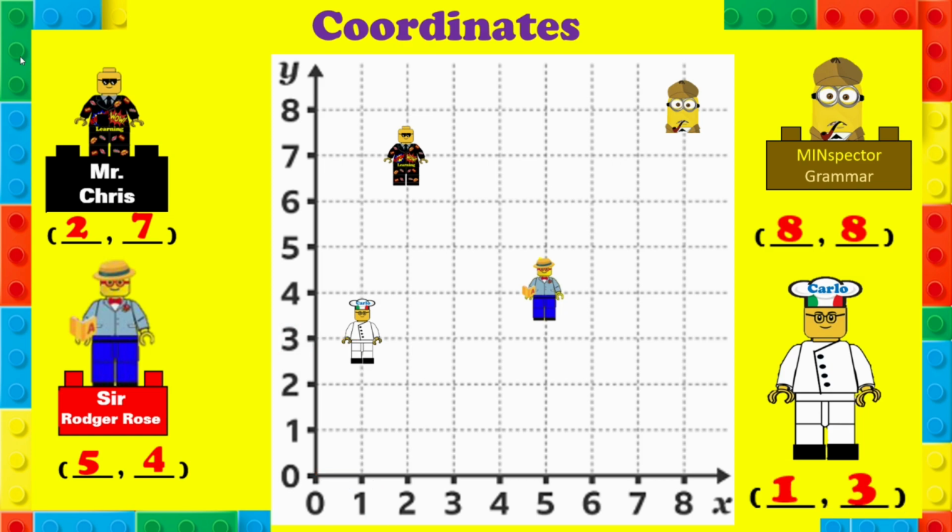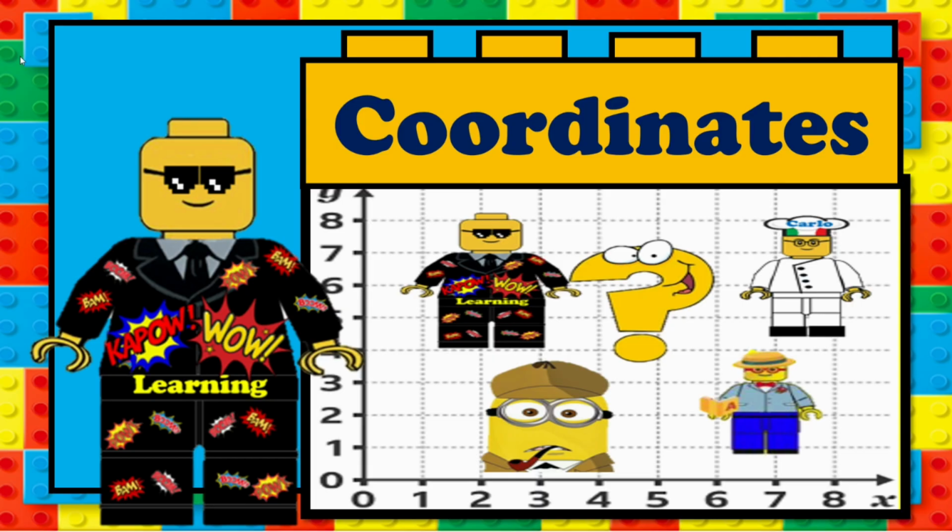So if we look at it, Mr. Chris, he is 2, 7. There you go. Sir Roger Rose, he is 5, 4. Min Spectrogramma is 8, 8. And Carlo is 1, 3. Okay, that was coordinates, and hopefully now you really understand.